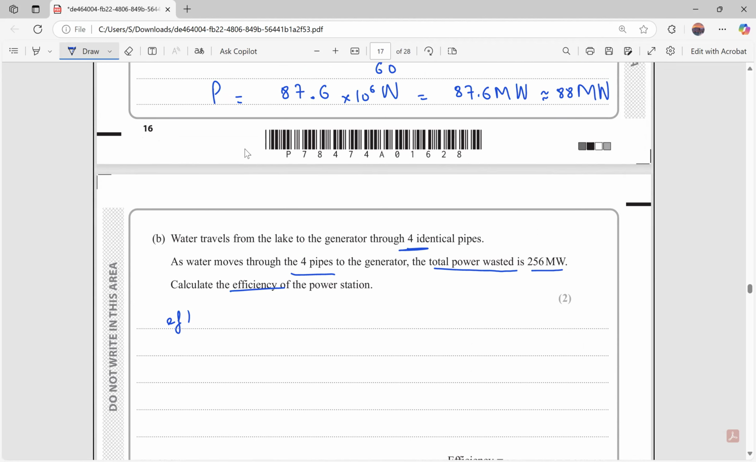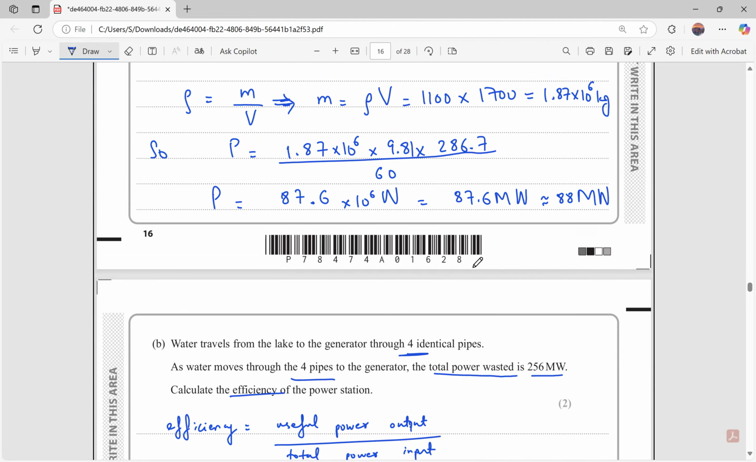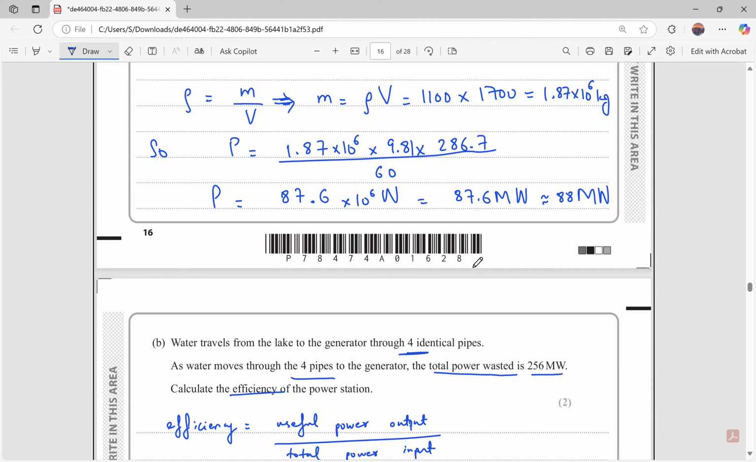Efficiency is simple. It is just equal to useful power output over total power input, right? You could also write the same formula for energy, like useful energy output over total energy input. But since we have power here, we are going with that. So, okay, now first, let's figure out what is the useful power output.